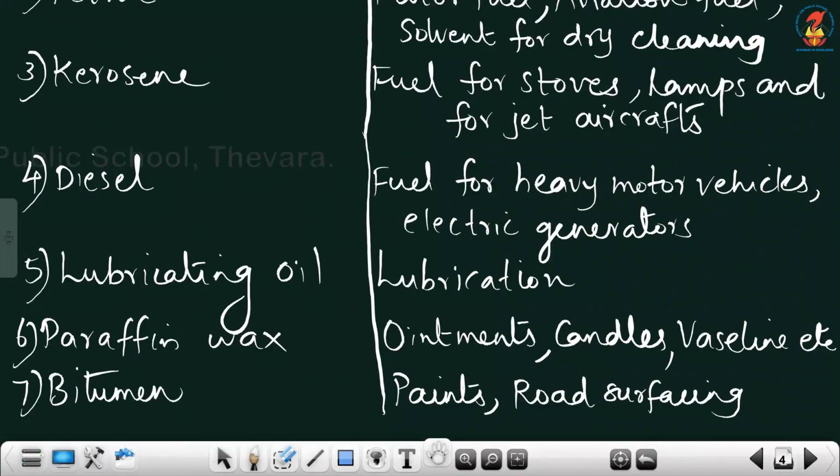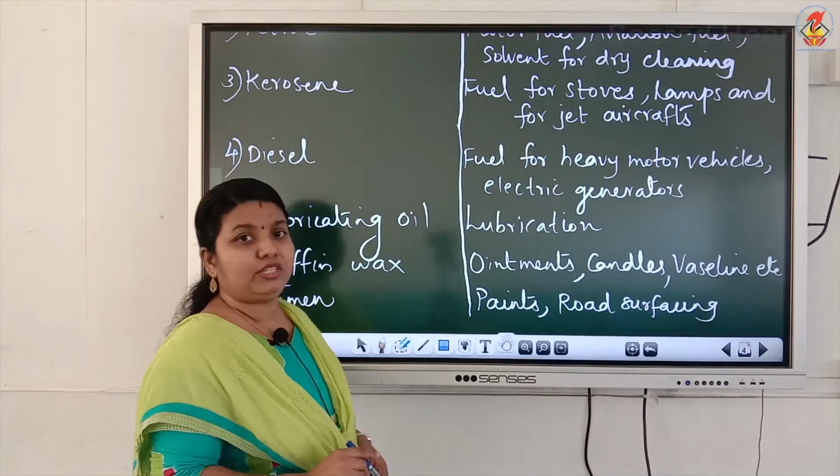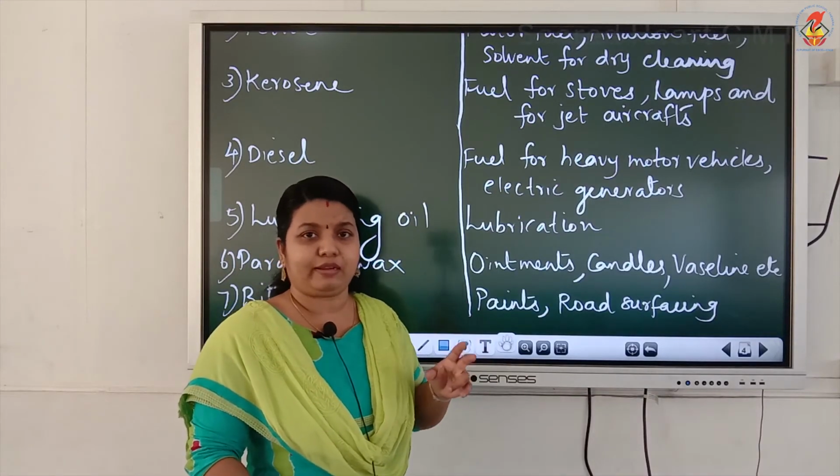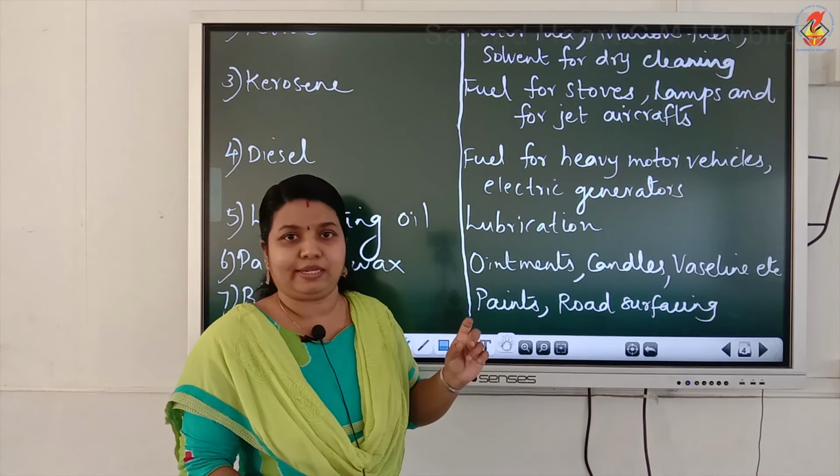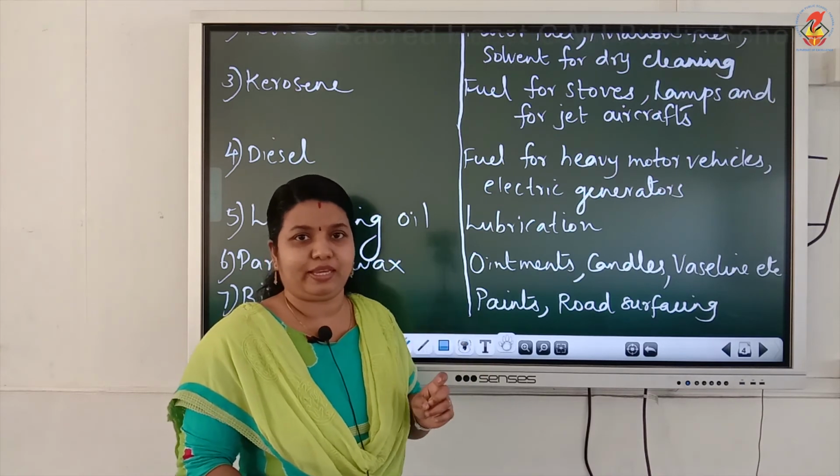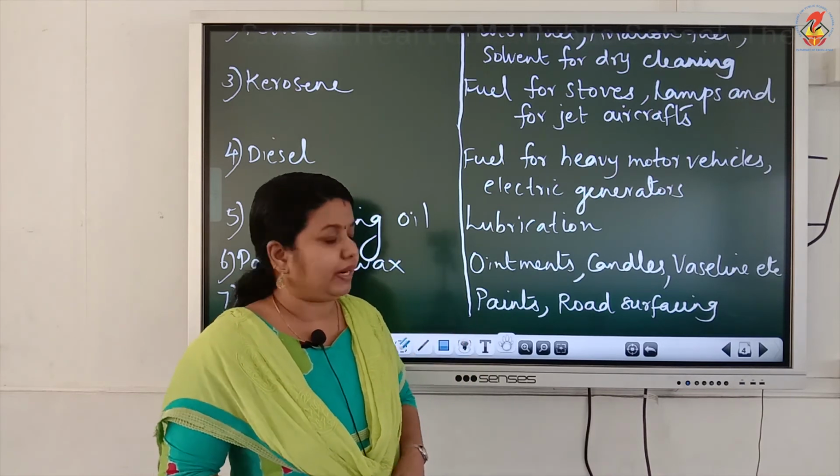Next one is diesel. What is the use of diesel? Diesel is used as a fuel for heavy motor vehicles. Heavy motor vehicles run on diesel and it is used as a fuel in electric generators. Then the fifth one is lubricating oil and its main function is lubrication. In machine parts, in vehicles, etc., lubrication is needed. You might have seen lubricating oils used in machine parts.